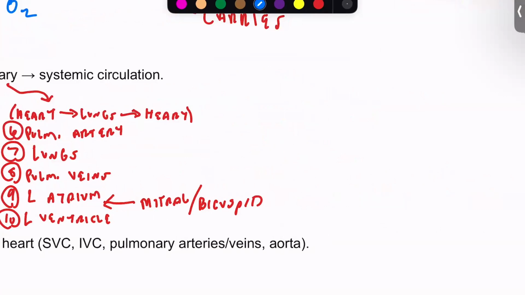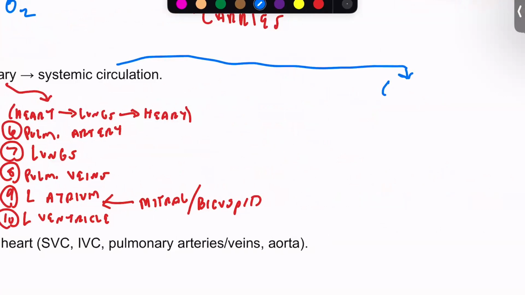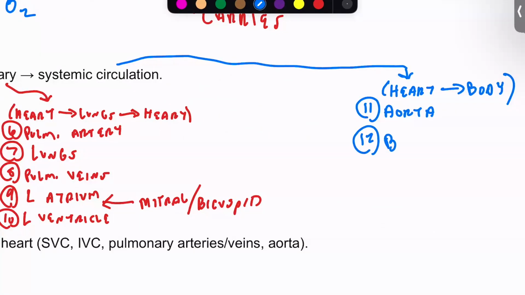And then lastly, we made it this far in the systemic circulation. So we're talking about blood going from the heart now to the rest of the body. So once the blood hits our left ventricle and our left ventricle contracts, we shoot our blood to the aorta, and that valve is the aortic valve. And then it goes to the rest of our body.